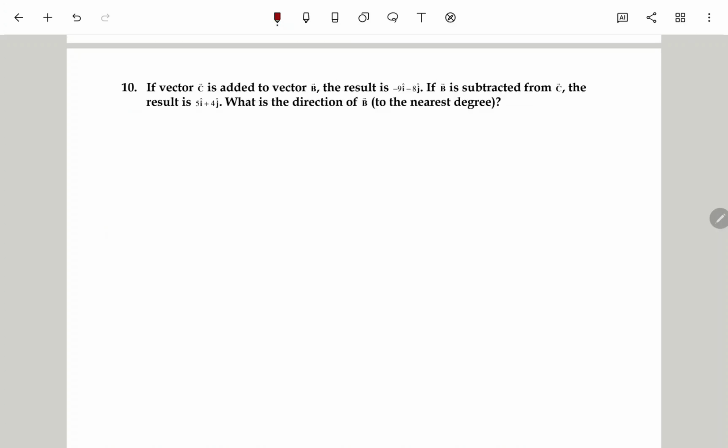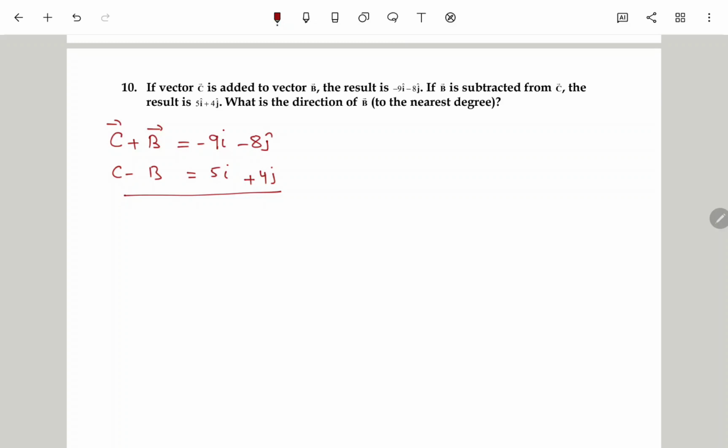If vector C is added to vector B, the result is minus 9i hat minus 8j hat. If B is subtracted from C, the result is 5i hat plus 4j hat. What is the direction of B to the nearest degree? Now in this case, C plus B as a vector equals minus 9i minus 8j. Now C minus B equals 5i plus 4j.